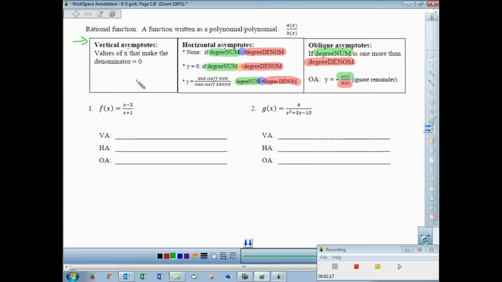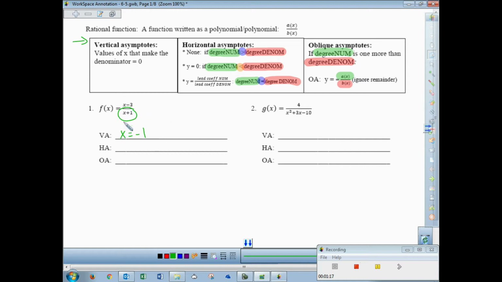Those are values of x that make the denominator 0, because you can't divide by 0. Maybe that's against the rules, so anything that makes the denominator 0 would be bad. So let's look at number 1 here. All we care about for vertical asymptotes is the little expression in the denominator. Is there a value of x that will make this 0 in the denominator? Yeah, -1, right? So that's where our vertical asymptote is. It'll be at x equals -1.